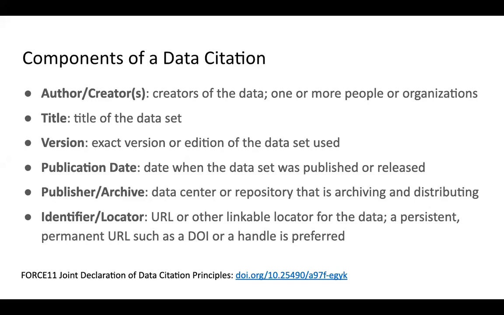And then finally, our identifier or locator. Usually this is a URL or other linkable locator for the data. And here we want a persistent permanent URL, such as a DOI or a handle. And we're gonna review some persistent identifiers next.